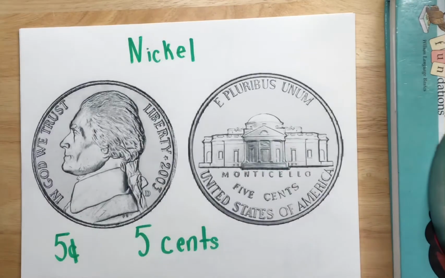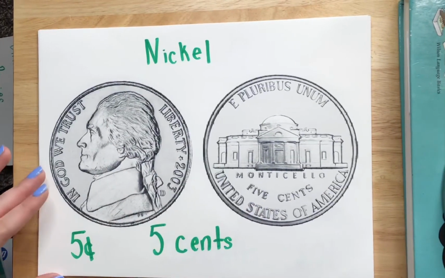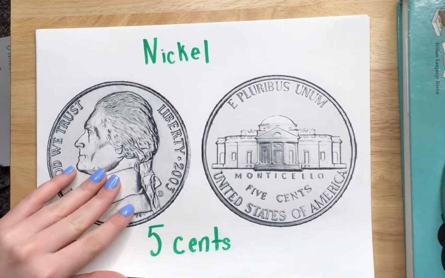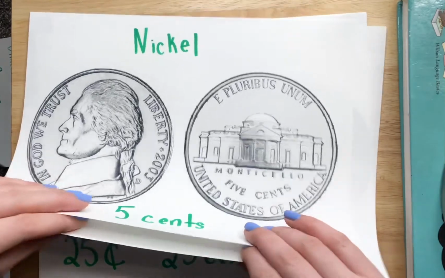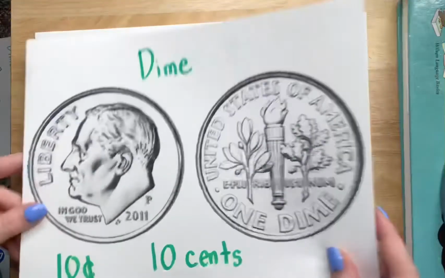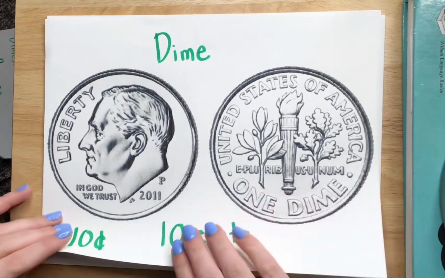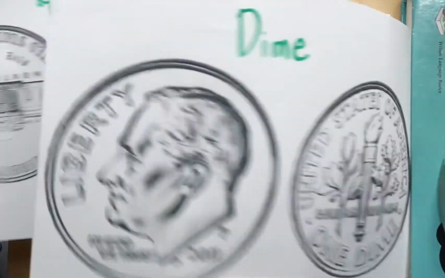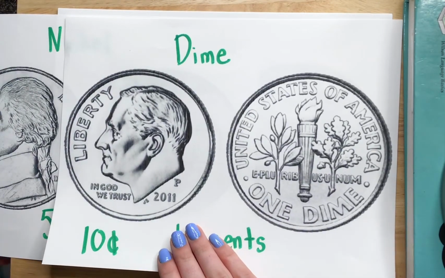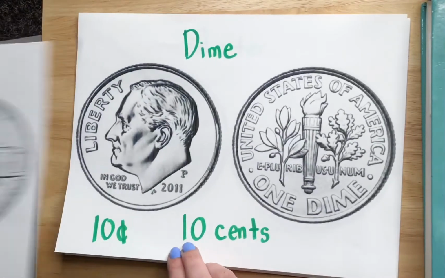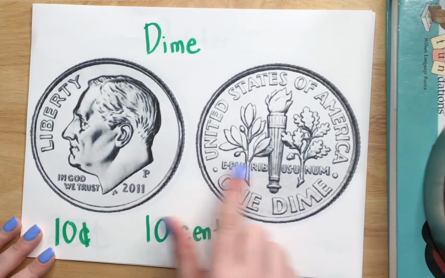Then this is the nickel. The nickel is worth 5 cents. This is the heads and the tails of the nickel, and it is worth 5 cents. Moving up in value, we have our dime, and our dime is worth 10 cents. This is the heads and the tails of the dime. The dime is actually, even though you can't see it much here, smaller than the nickel and is actually smaller than the penny too. The dime is worth 10 cents. And this is what it looks like on the front and the back.